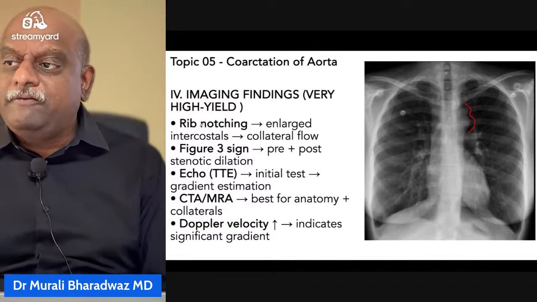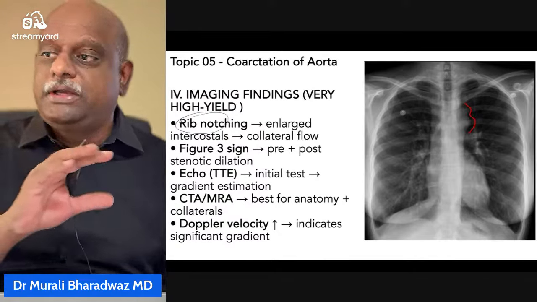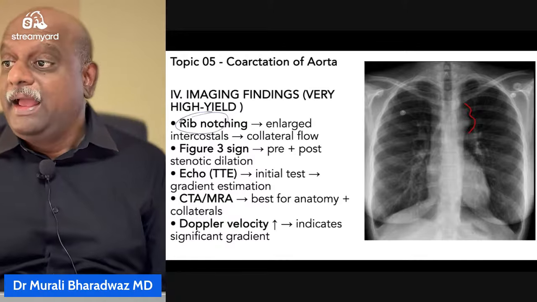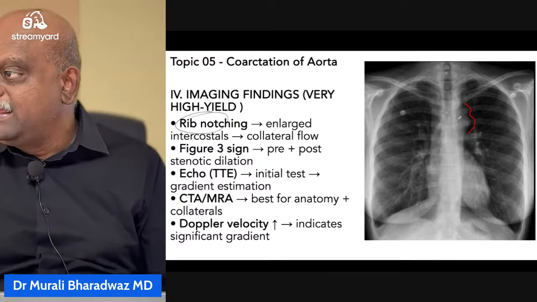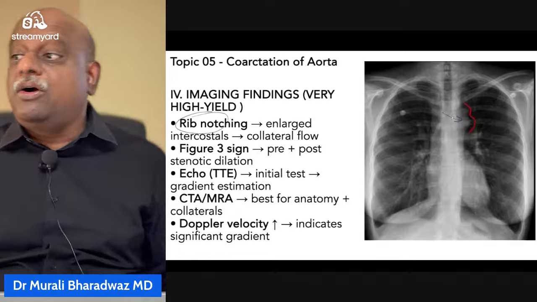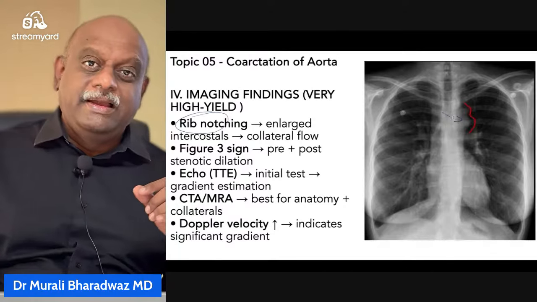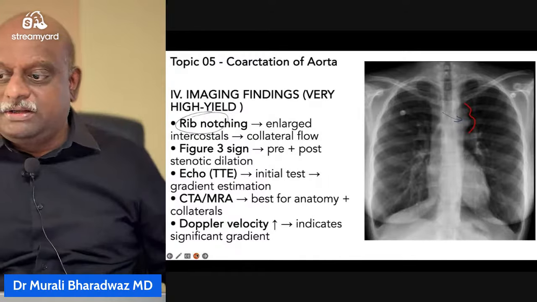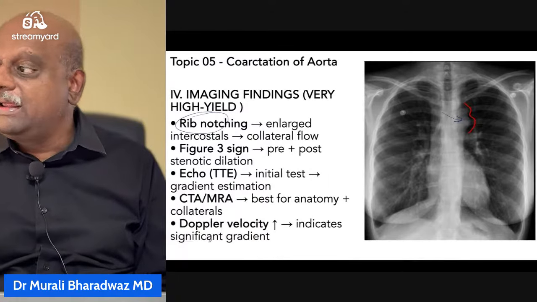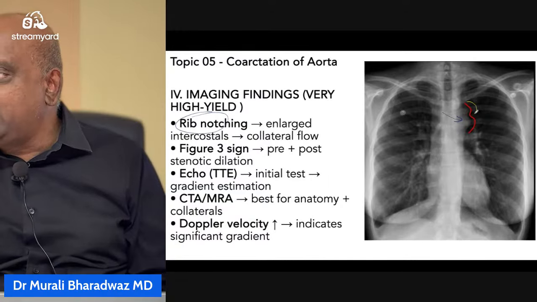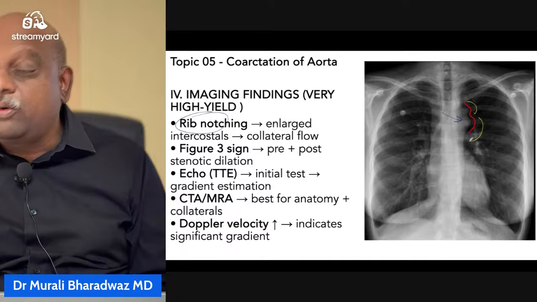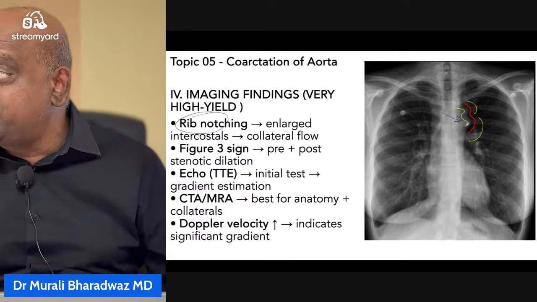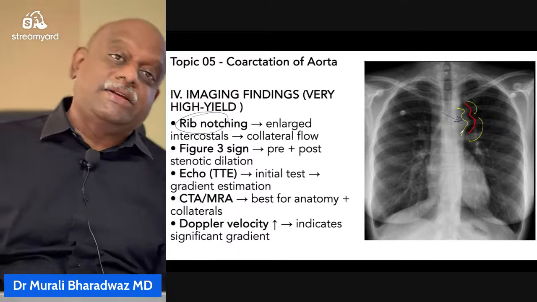So what are the important findings, doctor? There is rib notching because of the enlarged intercostals. And you can see here, there is the figure of 3 sign. Before the coarctation, after the coarctation, there is a dilatation. Overall, it gives a figure of 3 appearance, which is very classical.